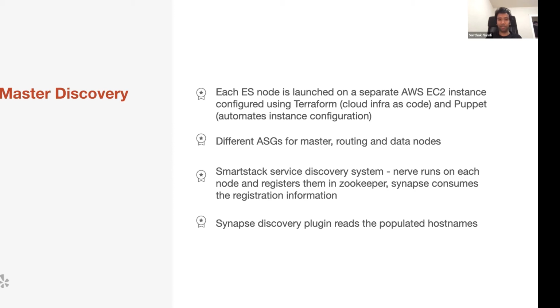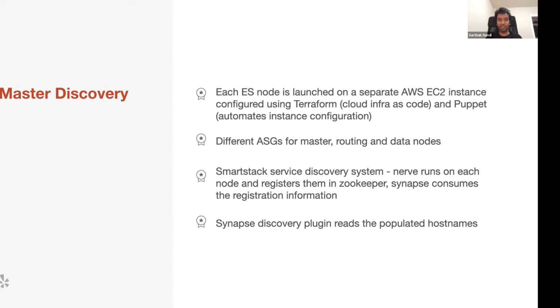After AWS brings up the instances, Puppet runs on those instances. It adds the Elasticsearch binary, installs the plugins, builds and adds the Elasticsearch configuration, and finally starts the Elasticsearch service. We have different autoscaling groups for master, routing, and data nodes.